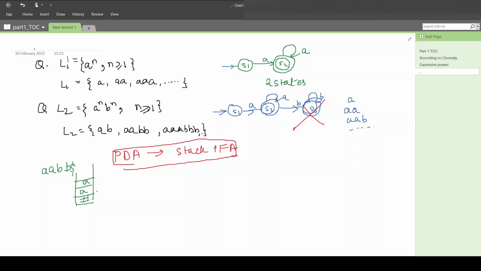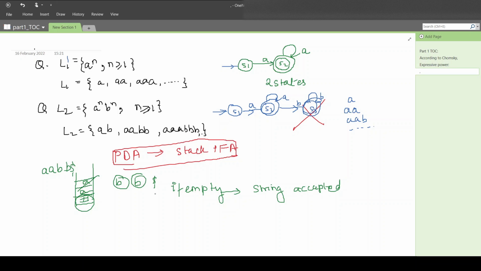We will enter the number of a's in the string, and then when we see the first b, we'll pop one a. When we see another b, we'll pop another a. And if we see the dollar sign, we'll check whether the stack has hash, that is, whether the stack is empty or not. If it is empty, then yes, the string is accepted, right? And so this language is formed by this PDA.